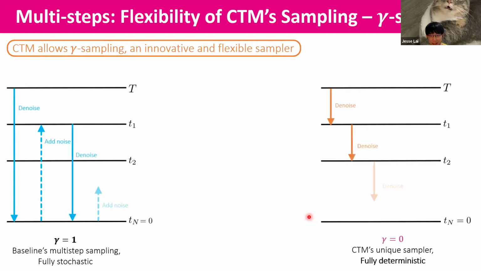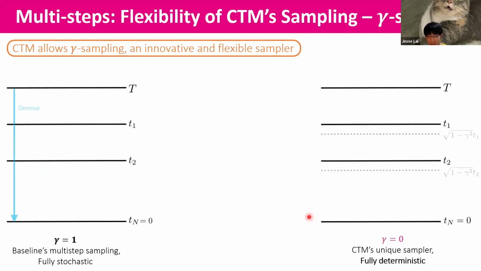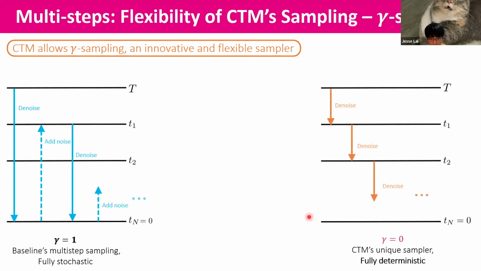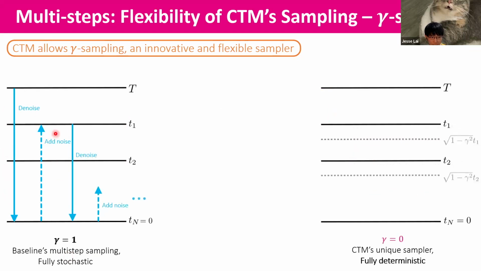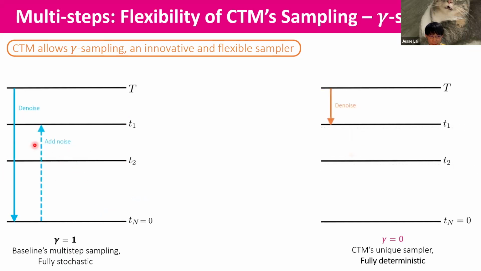Now let's talk about the details of multi-step sampling of CTM compared to CM. I explained that the multi-step sampling of CM is a long-jump denoise and noise, denoise and noise, and it will get a lot of accumulation errors. On the other hand, CTM gradually denoises, so it doesn't have the accumulation error. Plus, it is fully deterministic.